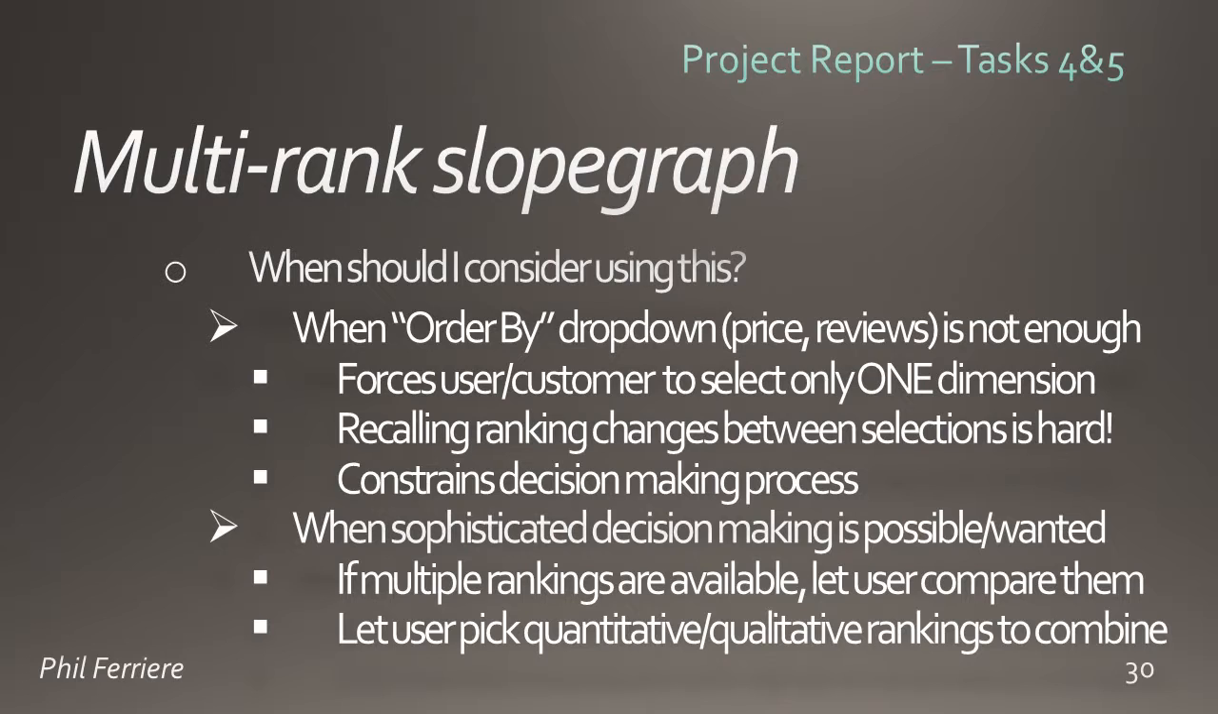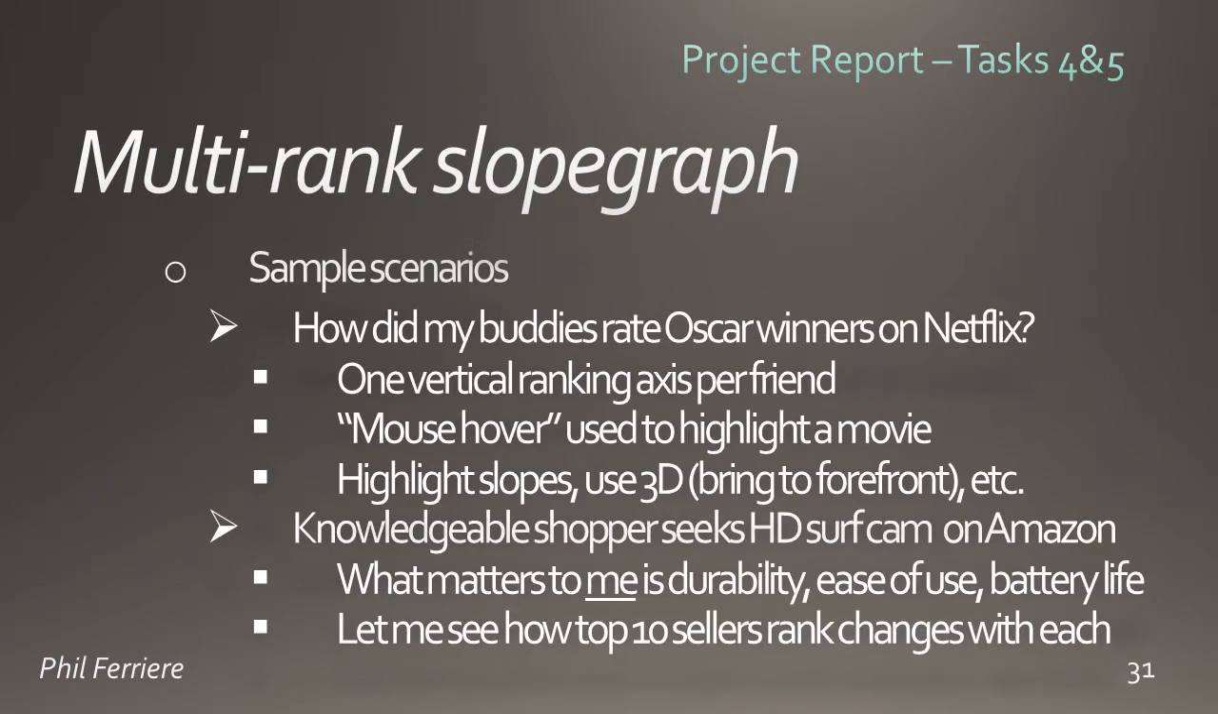If you want to allow shoppers to use a more sophisticated decision-making process and you actually have rankings along several dimensions, then combine them in a slope graph, or let the user choose which dimensions to include. Here are a couple example scenarios, and I'm sure you'll think of many more interesting ones than I can.